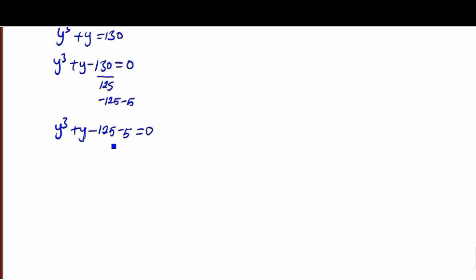Now 125 is the same as 5 cubed, so y cubed plus y minus 5 cubed minus 5 is equal to 0. I want to bring this one here, collecting like terms. So y cubed minus 5 cubed plus y minus 5 is equal to 0.